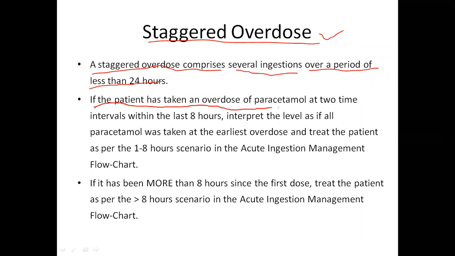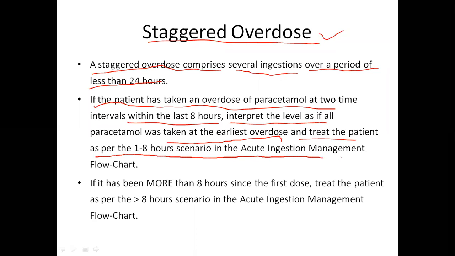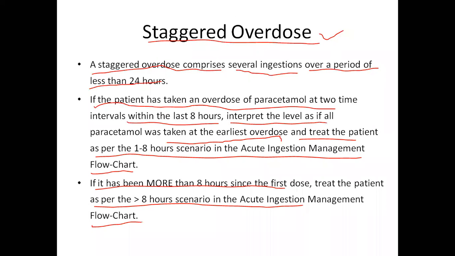If the patient has taken an overdose of paracetamol at 2 time intervals within the last 8 hours, interpret the level as if all the paracetamol was taken at the earliest overdose and treat the patient as per the 1 to 8 hour scenario in the acute ingestion flowchart. If it has been more than 8 hours since the first dose, treat the patient as per the more than 8 hour scenario in the acute ingestion management flowchart. I will explain this with an example.